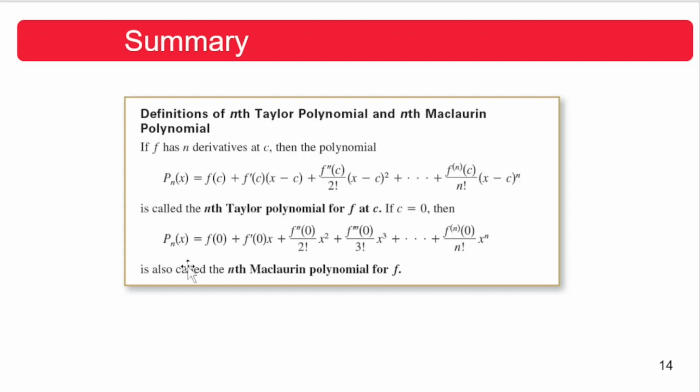So if c is equal to 0, then the Maclaurin polynomial, denoted by p sub n of x, is equal to the value of the function at 0 plus the value of the first derivative at 0 times x, plus the value of the second derivative at 0 over 2 factorial times x squared, plus and so on and so forth, up to plus the value of the nth derivative at 0 over n factorial times x to the n power.